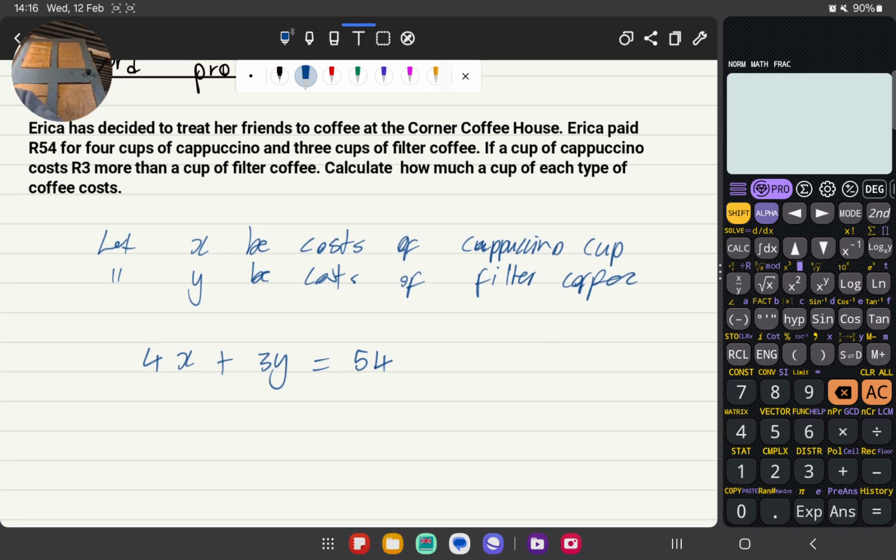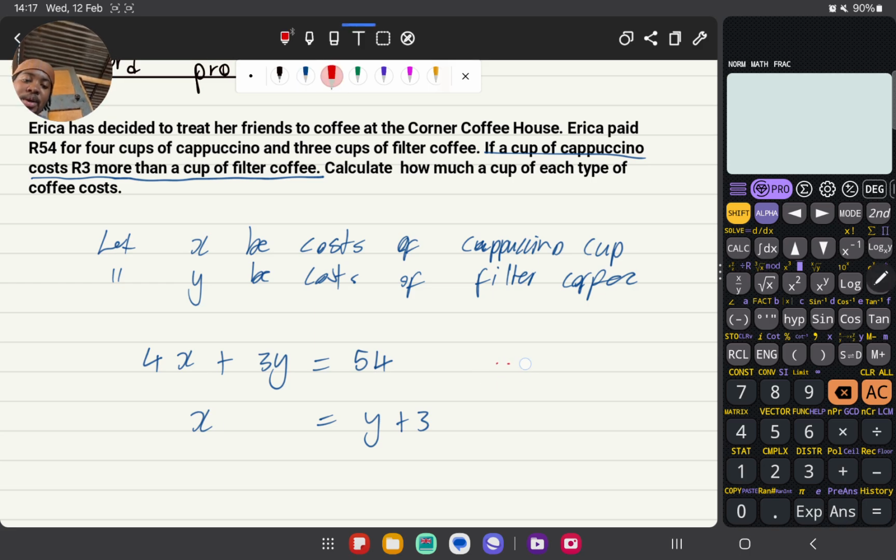Now they say that a cup of cappuccino costs more than a filter coffee. So they're telling me that x is equal to y plus 3, because it costs 3 rands more than a filter coffee. So now look at what I have here. This is equation number 1, and this right here is equation number 2.